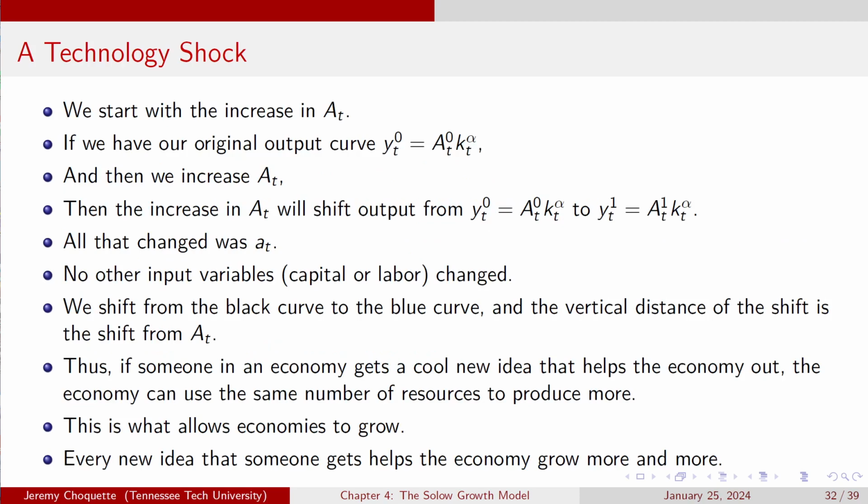So how do we do a technology shock? How do we model this? Well, what we're going to do is start with an increase in A. So if we've got our original output curve, we increase A, output, like capital will stay the same. Output moves because A shifts, right? No other input variables change. So we're going to shift from this black curve over to the blue curve, and that vertical distance of that shift is the shift in A, or total factor productivity.